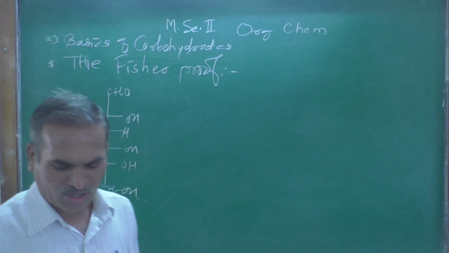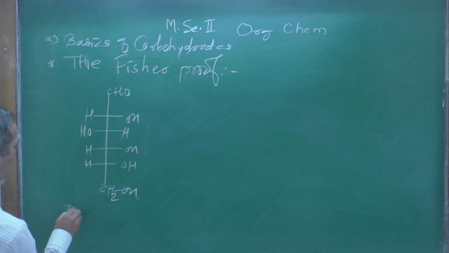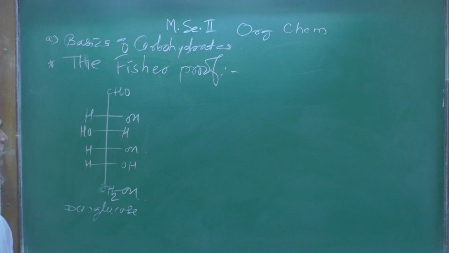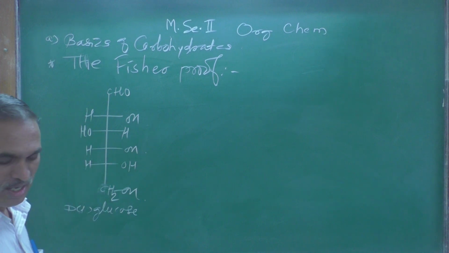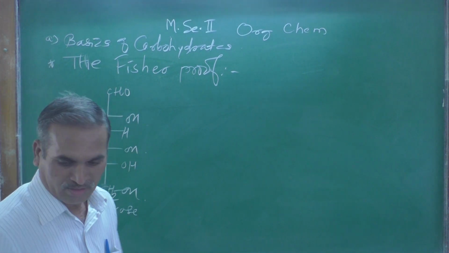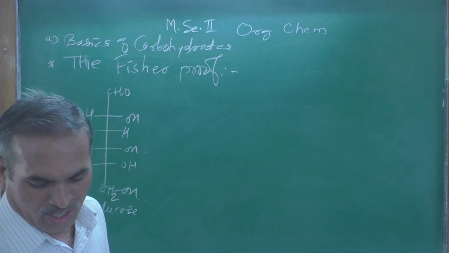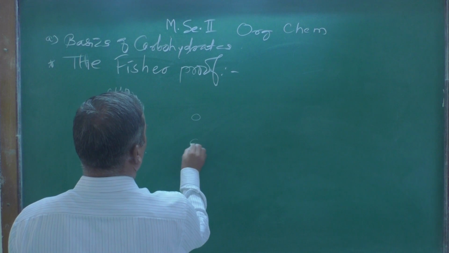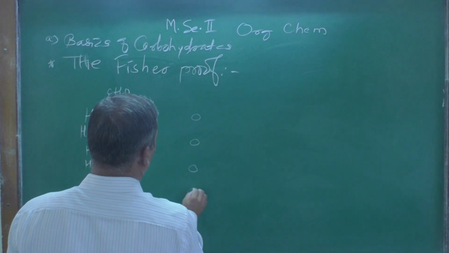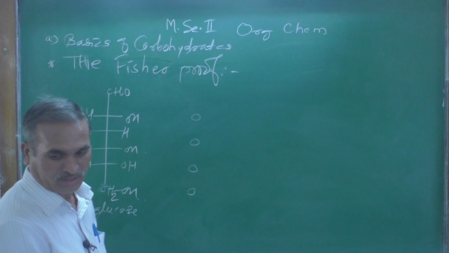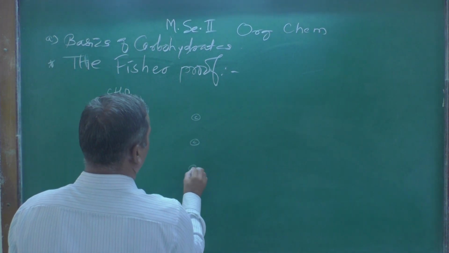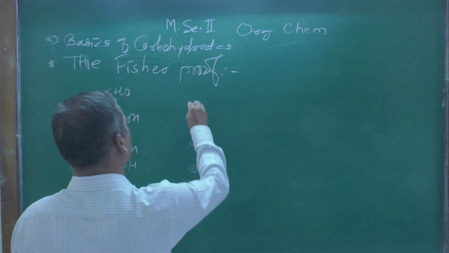This is the structure of D-glucose, D-(+)-glucose, an optically active compound. Now, the ball and stick formula: we generally write it in ball and stick form, with 1, 2, 3 and 4 balls, and in every ball we can represent a carbon atom like this.